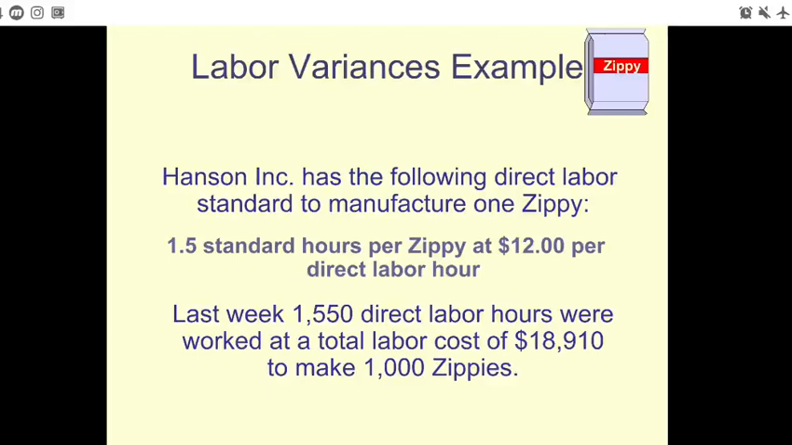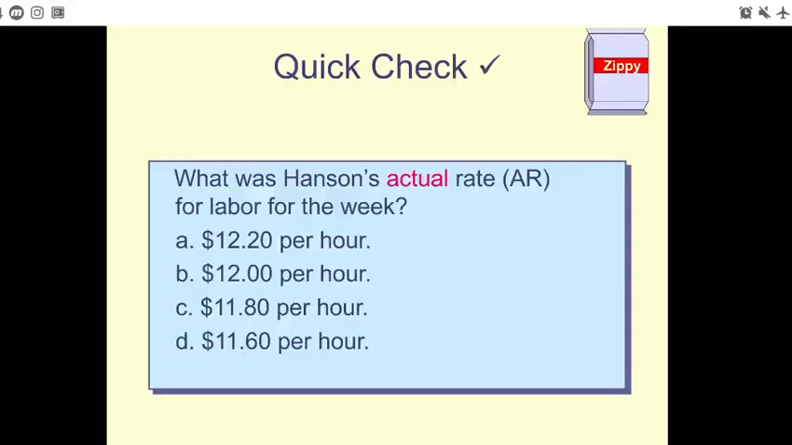So that is the standard data: 1.5 standard hours per ZP at $12 per direct labor hour. Last week, 1,550 direct labor hours were worked at the total labor cost of $18,910 to make 1,000 ZPs. Let's see how to calculate the labor rate variance.